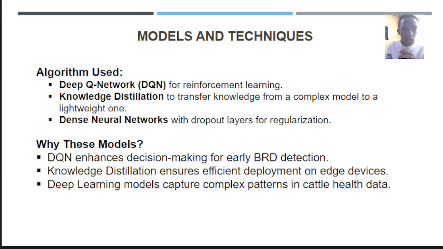Why these models? The DQN, or deep Q network, enhances decision making for early detection of bovine respiratory disease. Also, knowledge distillation ensures the efficiency of deployment on edge devices, or the devices that the users will be using. And lastly, the deep learning models capture the complex patterns in the health data of the cattle.